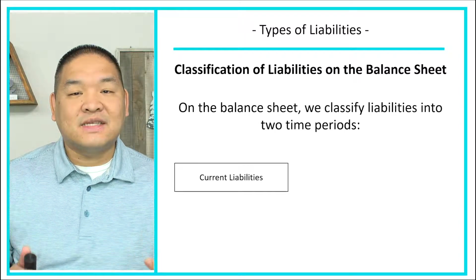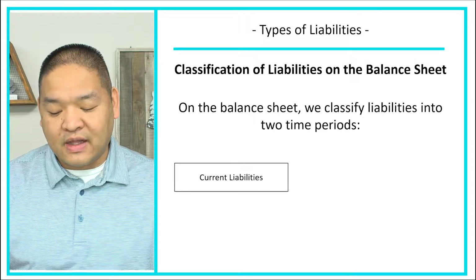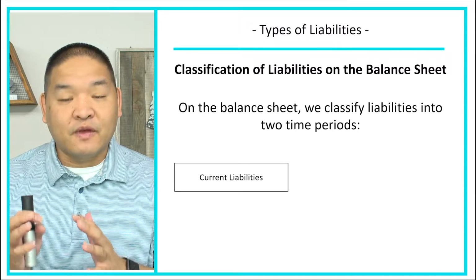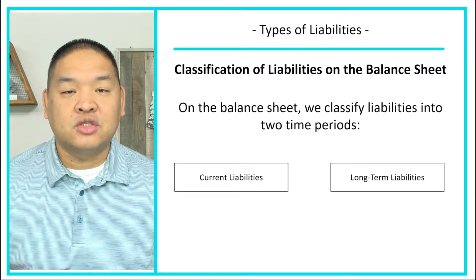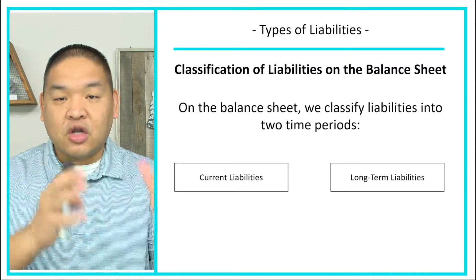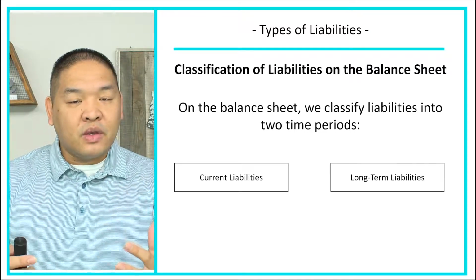Now, some of the classifications that we have for liabilities. On the balance sheet, we can classify liabilities into two time periods. The first one is current liabilities, and the second one is long-term liabilities. So we've got current and long-term on our balance sheet, kind of reviewing what we already know.